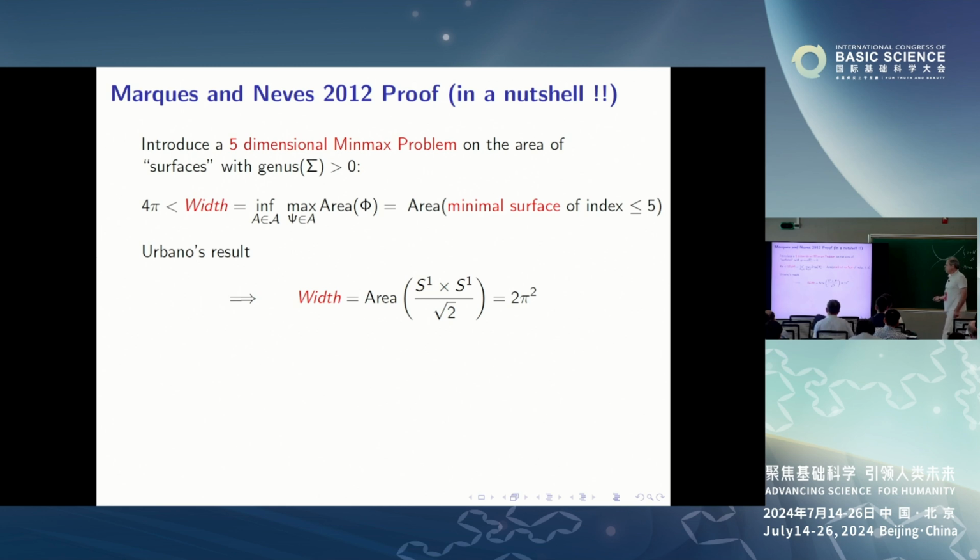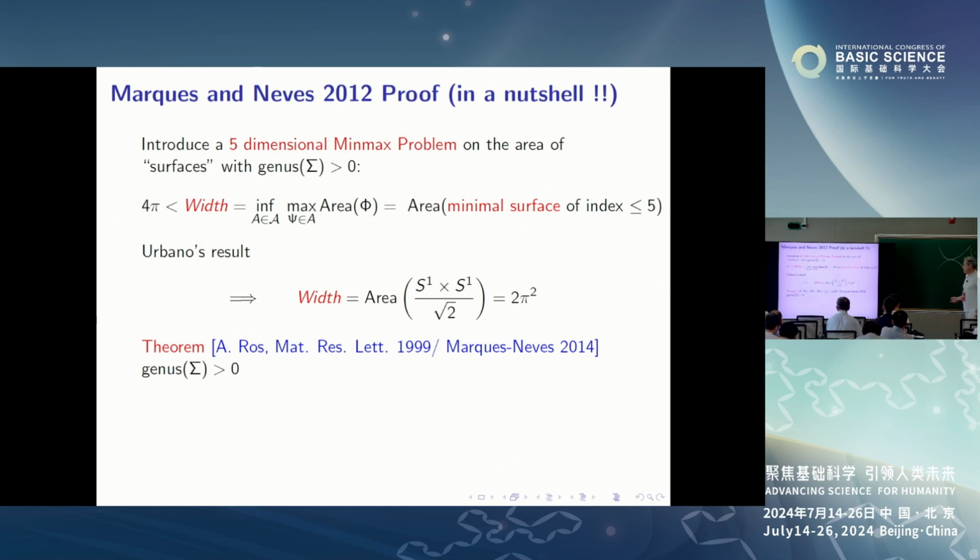And now, if you use Urbano's result, you know that it cannot be a single geodesic sphere because the width is strictly larger than 4 pi. And it cannot be 2 copies of the sphere because, by testing, you know that this width is strictly less than 8 pi. Okay? So it has to be, automatically, thanks to Urbano's result, the Clifford torus.